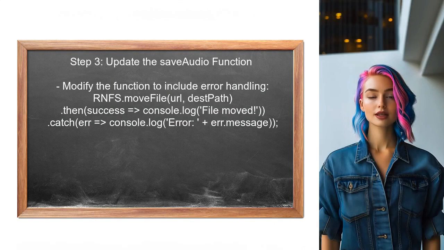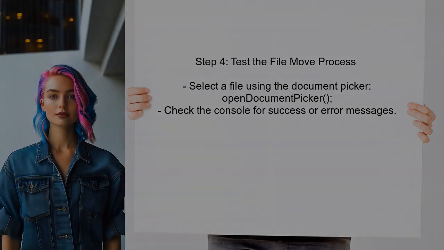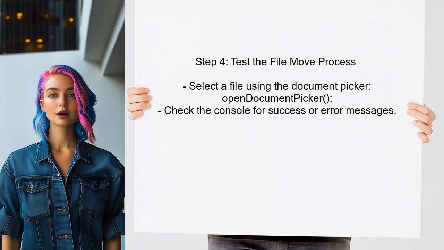Now, let's modify the Save Audio function to include error handling for the file move operation. This will help identify any issues during the move process. Finally, the user should test the entire process by selecting a file and attempting to move it again. This will help confirm if the changes made have resolved the issue.